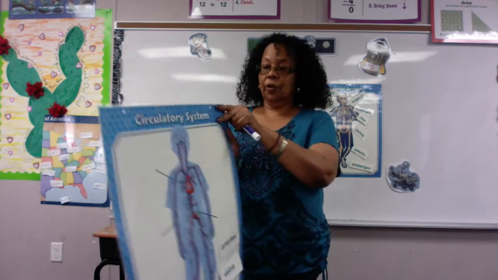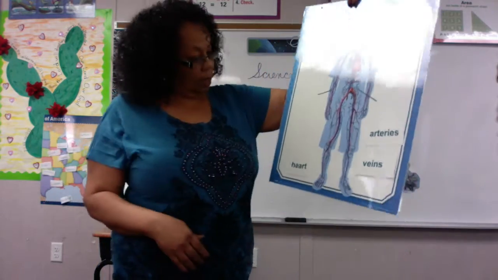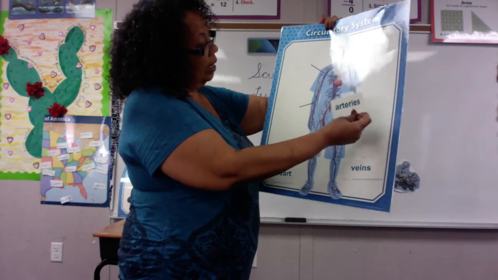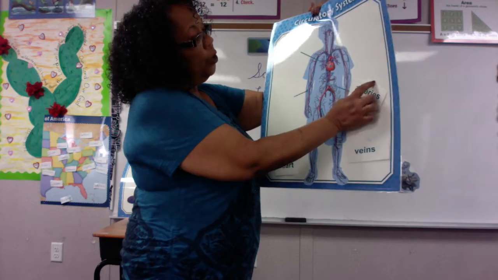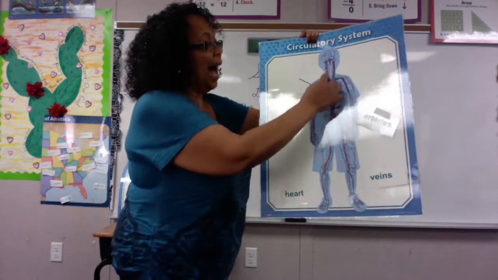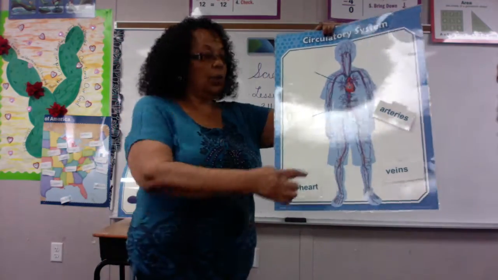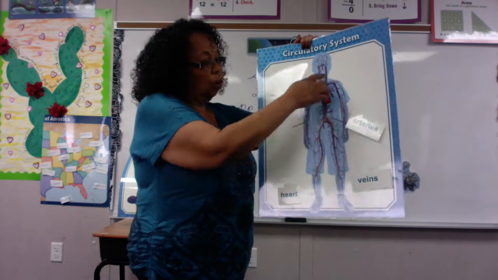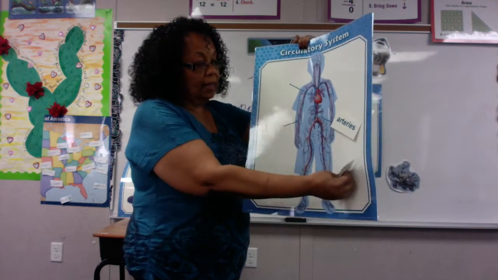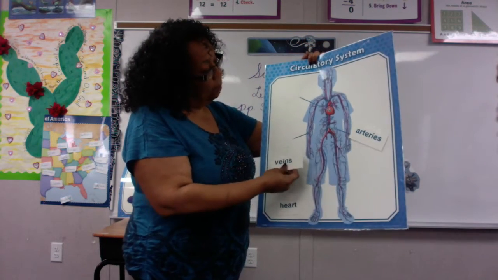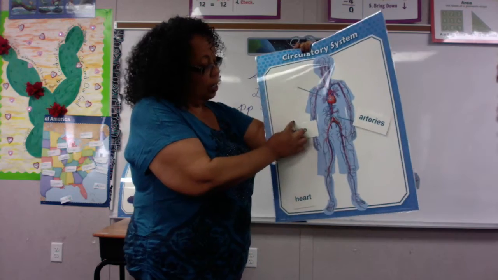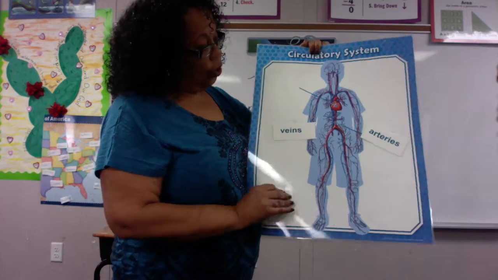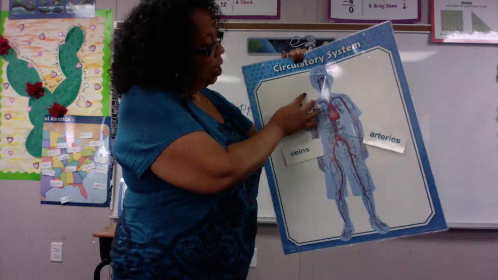Reviewing the circulatory system. The circulatory system consists of your arteries. Your arteries are what take the blood out of your heart. It's the one that has the oxygen and nutrients, and it travels all over your body. Your veins are the ones that take blood to your heart. So it collects everything and brings it back to the heart. And your heart is in the center of your chest.